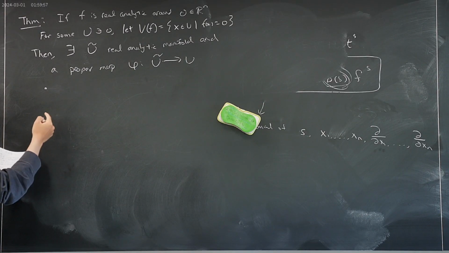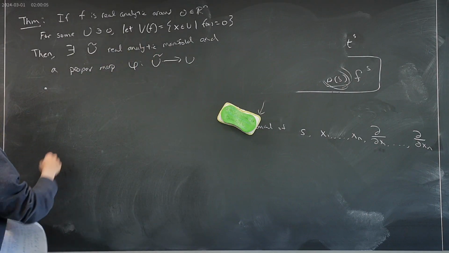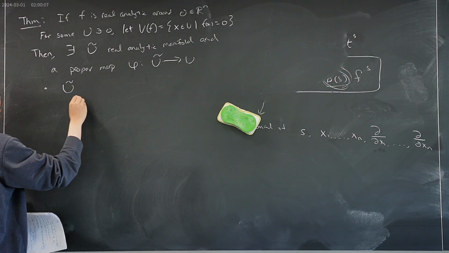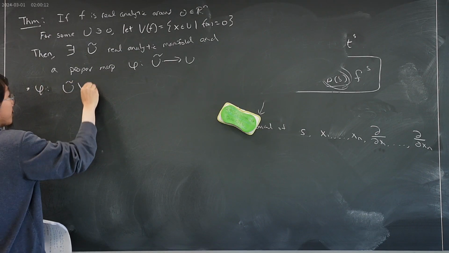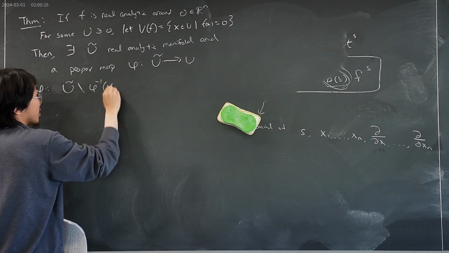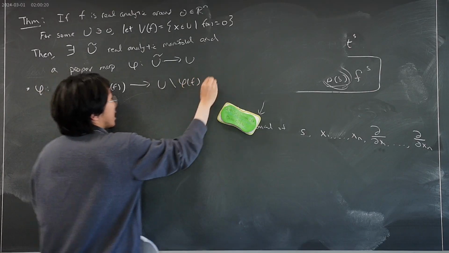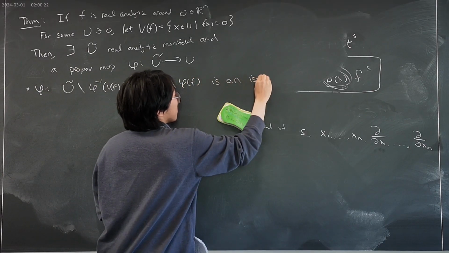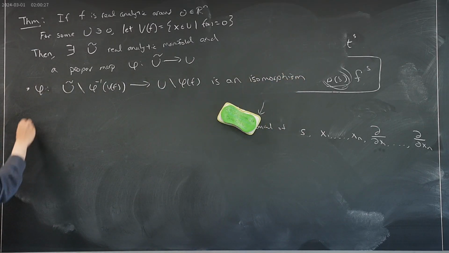The first condition is that we want this map to be an isomorphism outside of the vanishing locus of f. So the restriction of phi to the complement of the vanishing locus of f, U minus V(f), is an isomorphism. And the other thing is that we want the vanishing locus of f to be resolved.